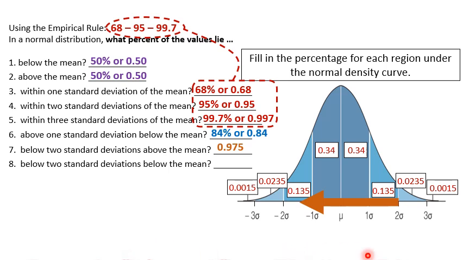All right, the last one. What percent of the values lie below 2 standard deviations below the mean? All right, so that should look something like this. And we can simply add up those 2 regions, get 2.5%. So pretty small number of observations, percent of observations, 0.025 or 2.5%.